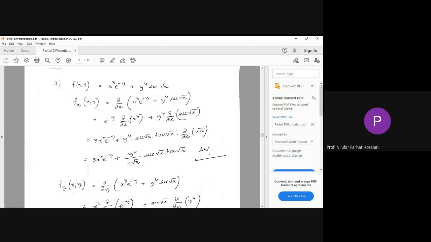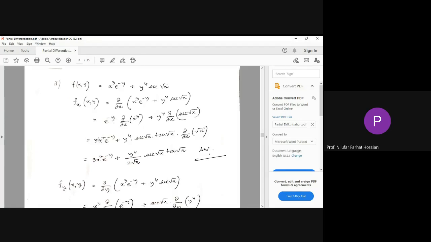That means this e to the power minus y is a constant factor, so this constant factor into del x of x cube. And in this case, y to the power 4 is a constant factor, because you are performing the differentiation with respect to x. So y to the power 4 into del x of sec root over x. Here again we could have used d dx, because there is no y here. So it would be better if you write d dx of sec root over x.